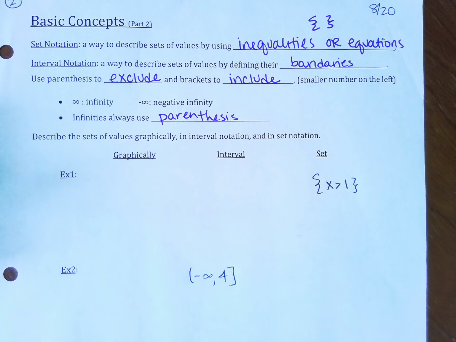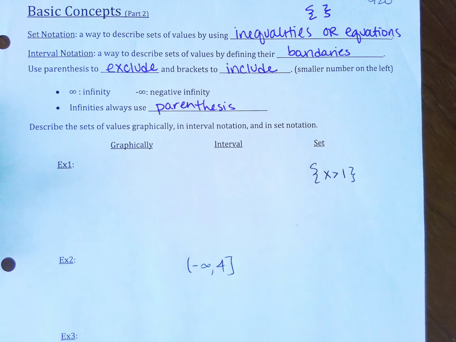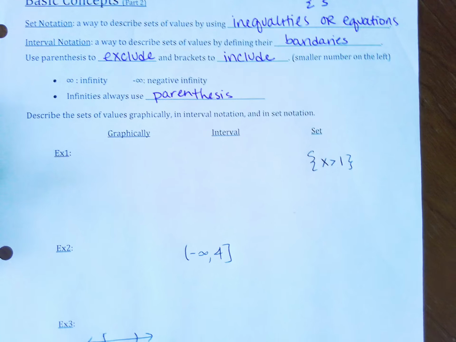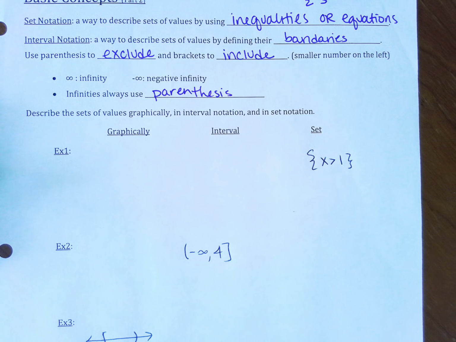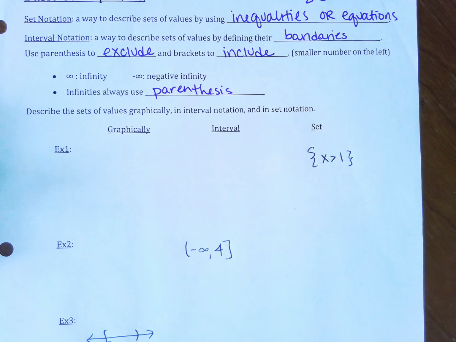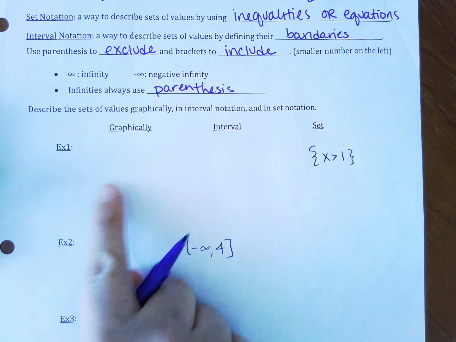Okay, so for this front page here, we're just going to practice going between all the different forms, or all the different ways to represent our set of values. So we have graphically, which is on a number line. We have interval notation, which is using those parentheses and those brackets to describe the set. And then we also have set notation, which uses some sort of inequality or equation to represent the set of values that satisfy. So I think it's easier to always start with graphically.